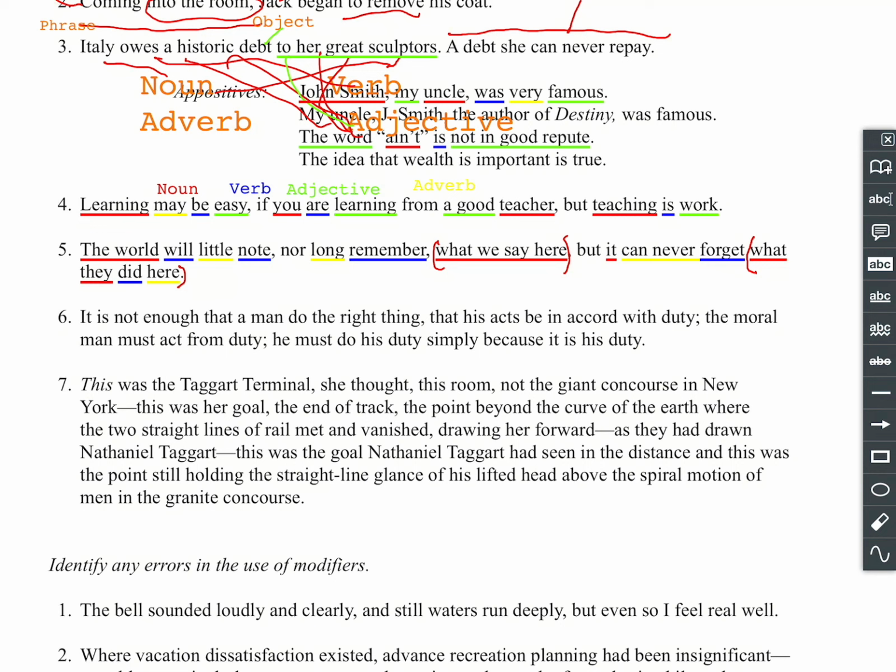"Nor long remember" is an aside, which is like, in addition to not little noting, it will also not long remember. So it's telling us that the world will do two things, one little note and two long remember. So it's like a second verb, trying to give us two verbs at once. And then this final part, "but it can never forget what they did here." So the world can never forget.